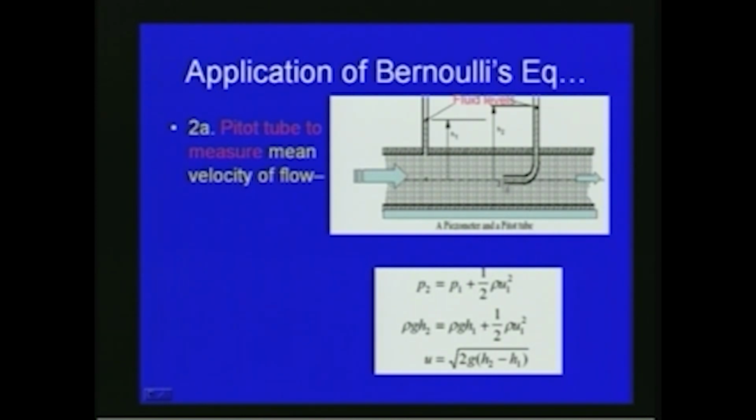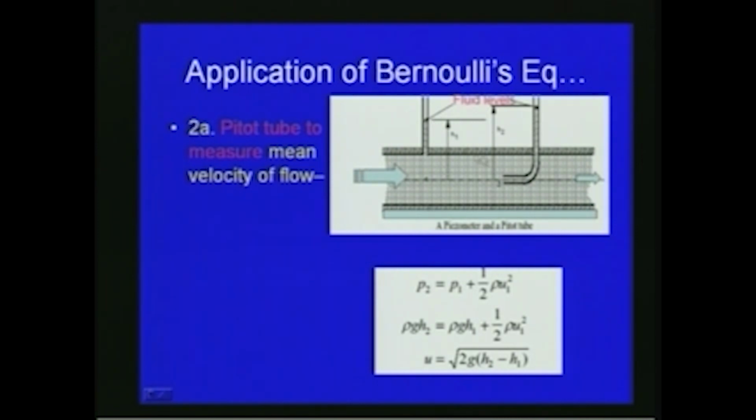Here you can see that at section 1 the pressure is P1, so P1 plus half rho U1 square will be the total head at section 1. At section 2, P2 is equal to P1 plus half rho U1 square, so that P2 can be written as rho g h2, from which we can get the velocity at the central line. For the pipe flow, U is equal to the square root of 2g (h2 minus h1).